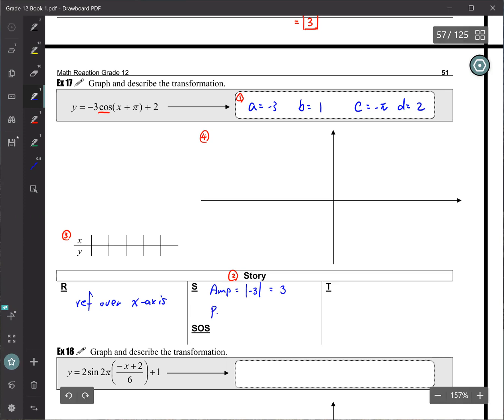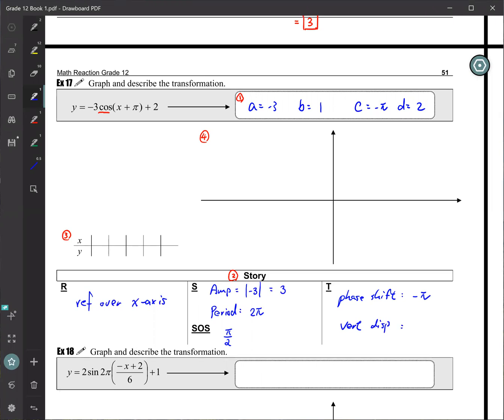Okay, period. Please raise your hand if you finish the table. Ray, what's the period? I got 2 pi. Okay, so no change here, right? So size of space will be no change as well, also pi over 2. Okay, translation, phase shift. Tiana, what's the phase shift? -pi. Good. And then next one, vertical displacement. Donna? 2. 2. Okay, so it goes up 2.